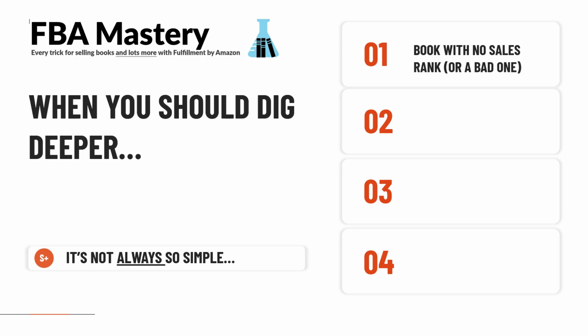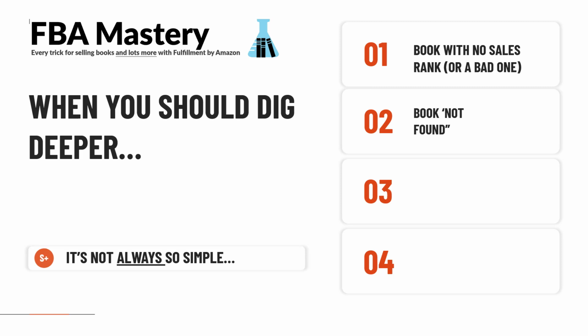Some exceptions to what I just covered are, if I'm looking at a book that has no sales rank or a really, really bad sales rank, then by all means, dig a little bit deeper. Look at the Keepa charts. Try to figure out what the price history is. Dig a little bit deeper, okay?